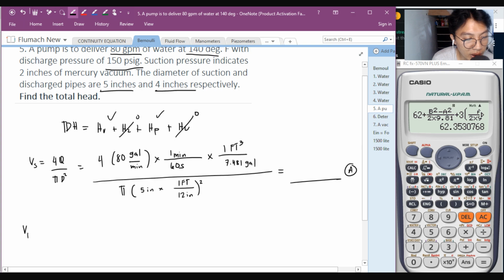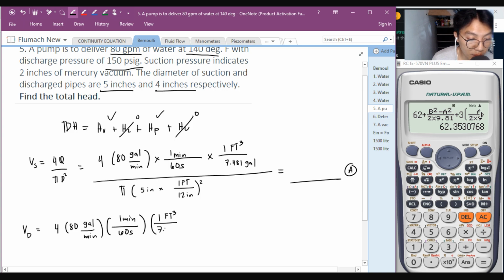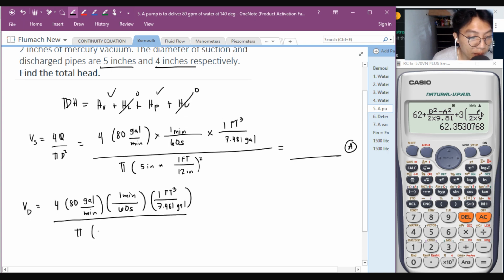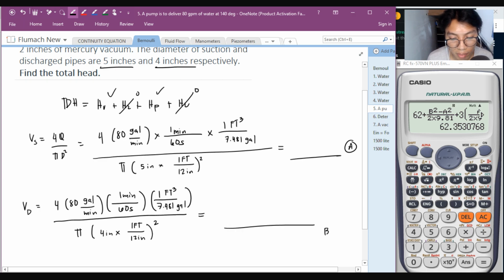How about naman yung VD? So, 4 times 80 gallon. Hindi mo nagbabago yan. Times 1 minute in every 60 seconds. Multiplied to 1 foot cube per 7.481 gallon. Divide by pi multiplied to 4. Okay? 4 inch times 1 foot per 12 inch squared. Okay. Store natin yung value nyo kay letter B.